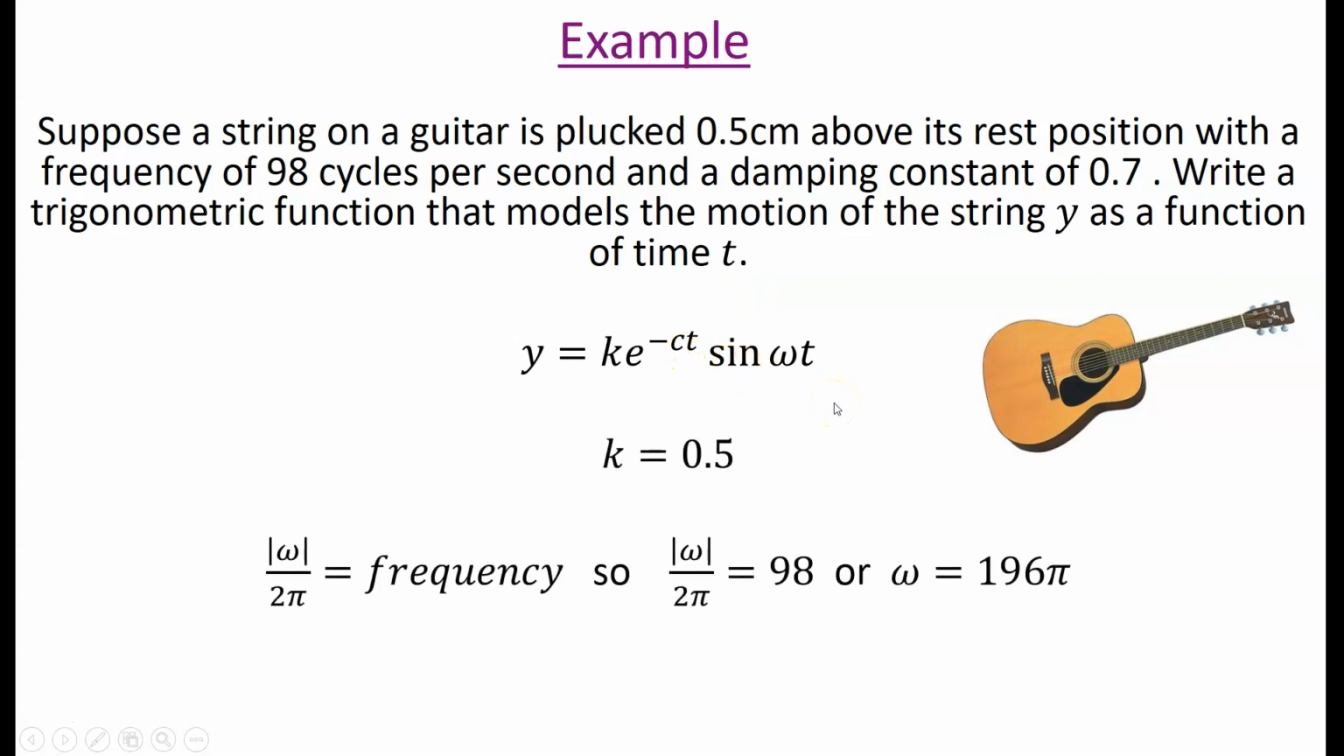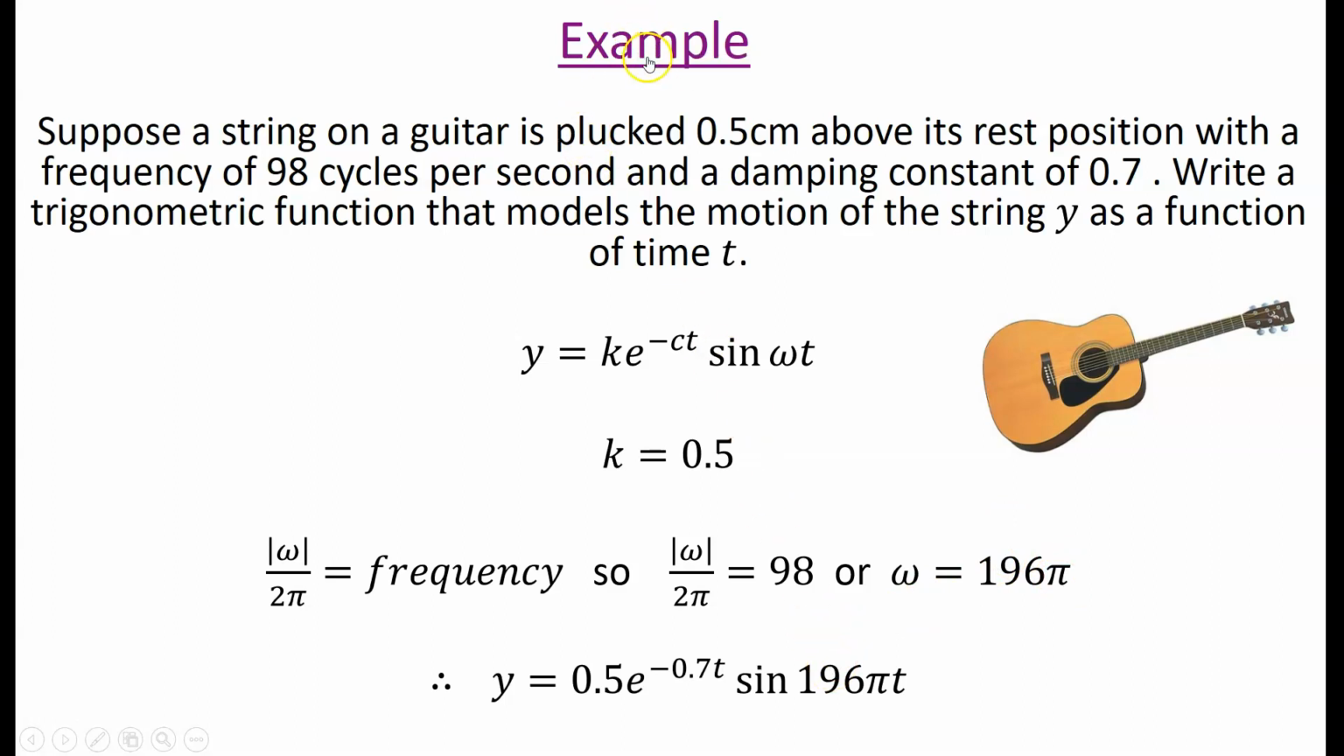And so we end up with this equation right here. Okay, so like I said, go back over here. We've got the frequency times 2 pi, so I doubled that. That's the 196 times pi. And I just stuck that in right there.